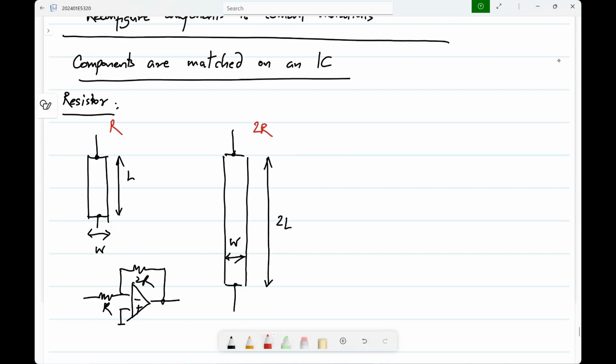Okay. So if I do this, do you expect the gain, the resistor ratio, to be exactly 2 or could it be different from 2? Why? Why? Fields. What fields? Okay.